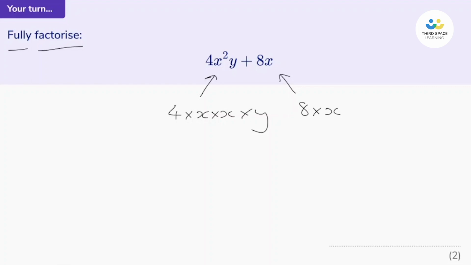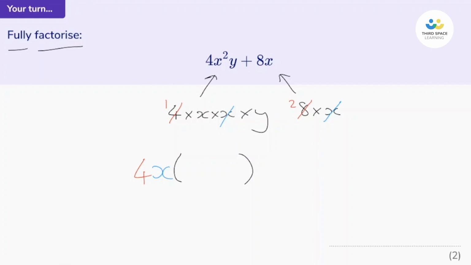So let's think about what we have in common here. Well, I can see we've got an x here and an x here. So we can bring that out as a common factor and open a pair of brackets. Now, are there any more letters that we can bring out to the front? I don't think so, but there are some numbers. So we have a 4 and an 8. So what's the highest common factor of 4 and 8? Well, that's going to be 4. 4 goes into 4 once, and 4 goes into 8 twice.